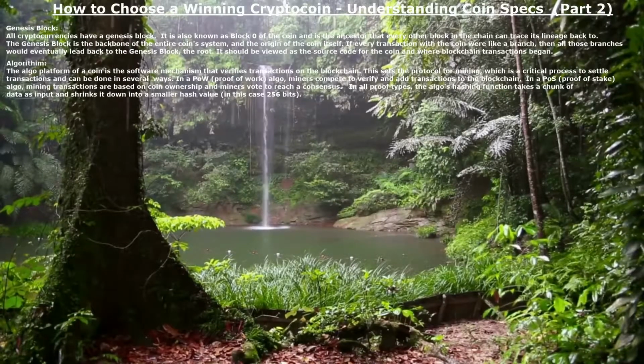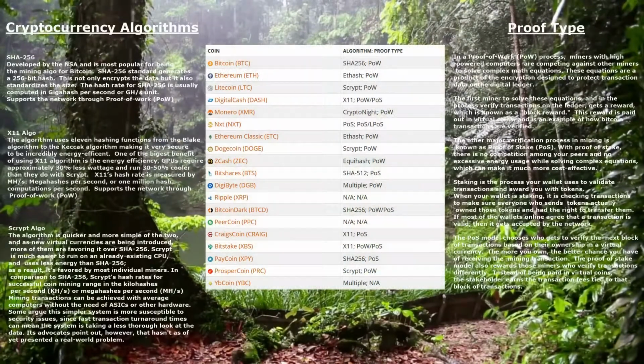So in all proof types, the algo's hashing function takes a chunk of data as input and shrinks it down into a smaller hash value, in this case 256 bits. And so what I've done here is I've listed a sampling of some of the major coins and the algorithms that they run on, along with the proof type that they're using.